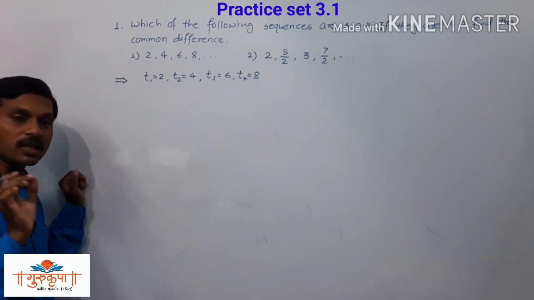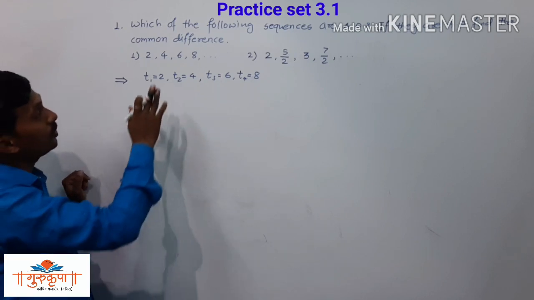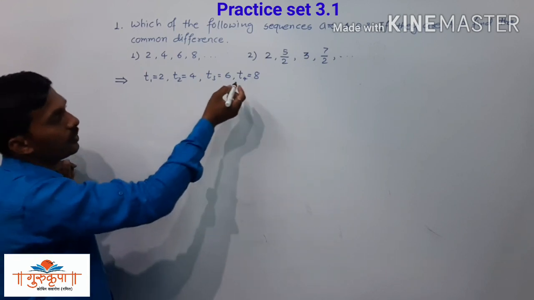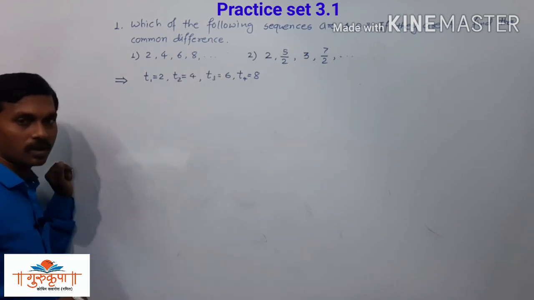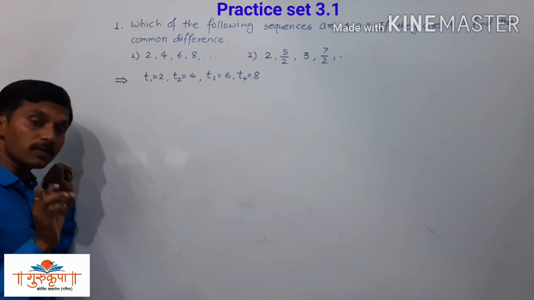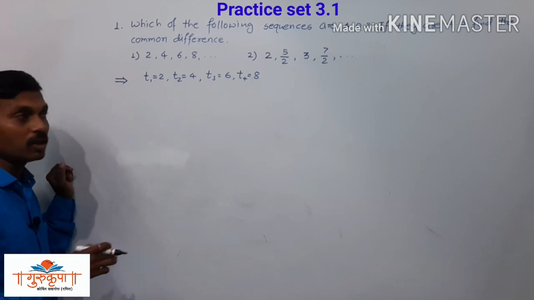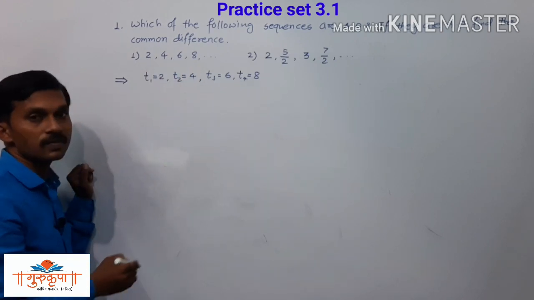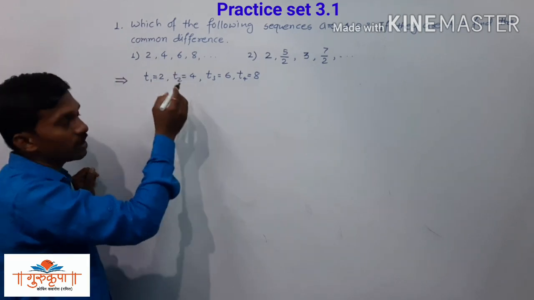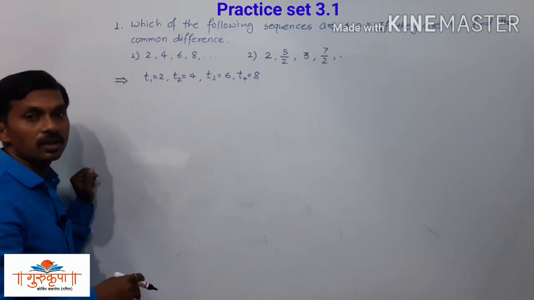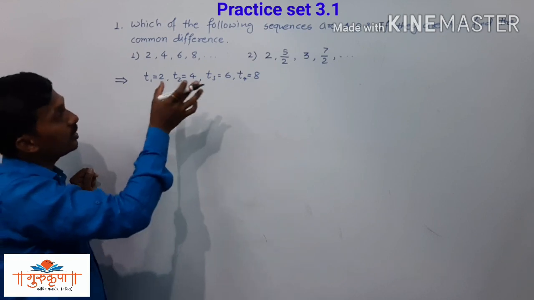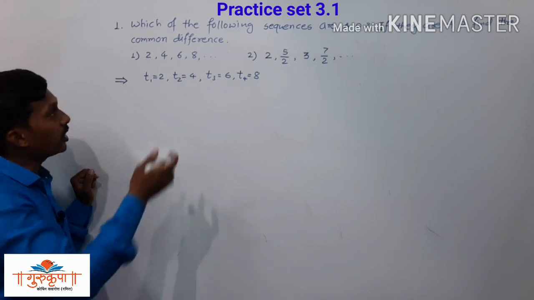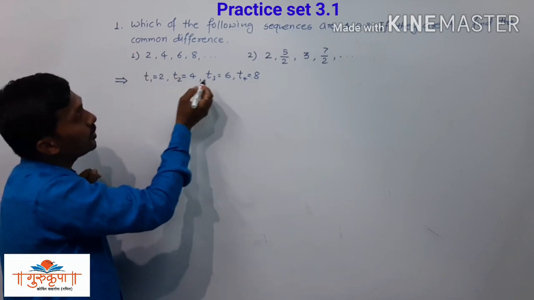And if all the differences are the same, then we can say that the given sequence is an AP. So we start from the last and find the common difference between each and every consecutive term. Suppose we have been given 7 terms, then we have to write all the 7 terms. If we have been given 3 terms, then we write all the 3 terms. However many terms are given in the sequence, that many terms we have to write. So here we write all the 4 terms, that is T1, T2, T3 and T4.